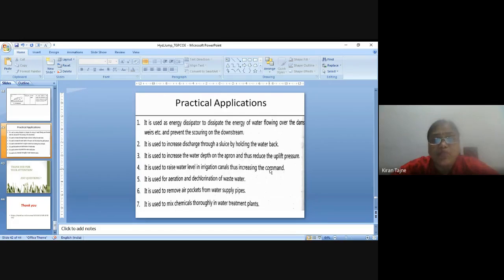So where is it used? It is used as an energy dissipator to dissipate the energy of water flowing over dams and weirs, and to prevent scouring on the downstream side. It is also used to increase discharge through a sluice by holding the water back. Then it is also used to increase the water depth on the apron, and that reduces the uplift pressure. It is also used to raise the water level in irrigation canals to increase the command.